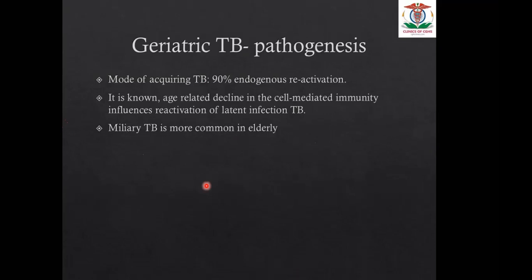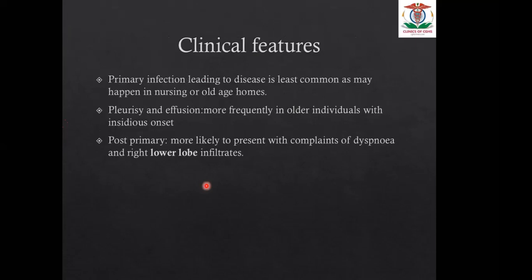So these patients, when they grow elder, that is more than 65, 70 years, there is a chance that they may break down to disease. So such is the case in 90% of cases. It is known that age-related decline in cell-mediated immunity happens, which influences reactivation of latent infection into TB. Many times, humoral immunity will not come down. It is only the cellular immunity that comes down.